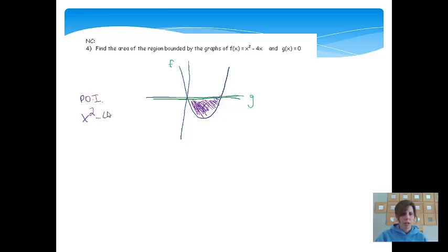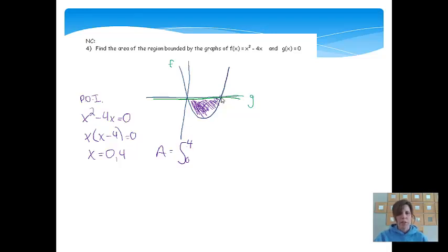So we'll set x squared minus 4x equal to 0. Notice it's set up for me to factor. I can factor out an x. And then my two points of intersection will be at x equals 0 and x equals 4. So if I set up the integral, the integral will go from 0 to 4.